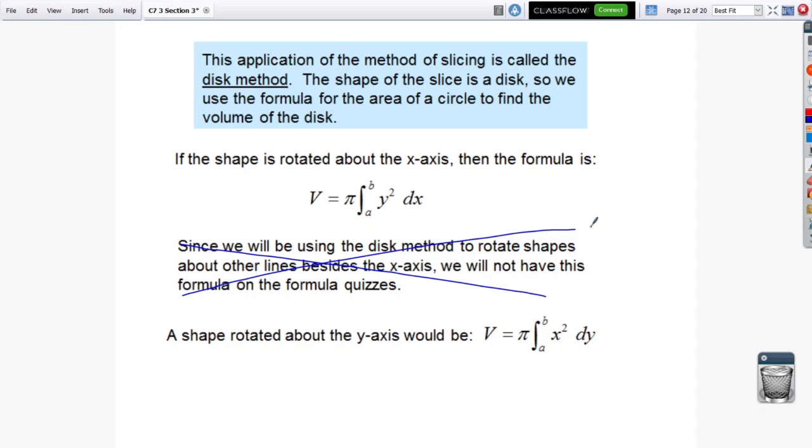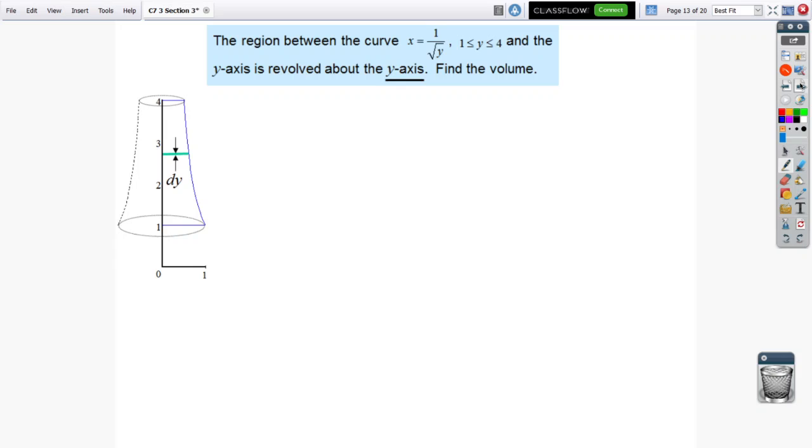Now, down here at the bottom, a shape rotated about the y-axis would be V equals pi times the integral from a to b of x squared dy. So a note there is if we change the directions and say rotate about the y-axis, we put everything in terms of x. And why would we want to do that? Because we'd be asked about it. When we talked about the area in the plane from last section, we really had to analyze whether we used it in terms of y or x. Here, you are going to be told whether it's in terms of y or x.